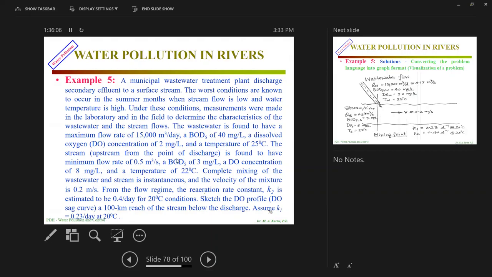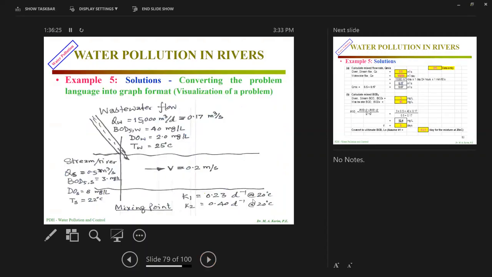By reading this problem, it looks like it's still a lengthy problem. Certain cases, being an engineer, what you can do is convert a big linguistic problem into a pictorial view or visualization view, a very simple one. That's what I'm going to do. So here is the one that I drew. The whole thing that I had on a whole page, now I see in one graph that should be very easy to understand, right? So this is the wastewater flow.